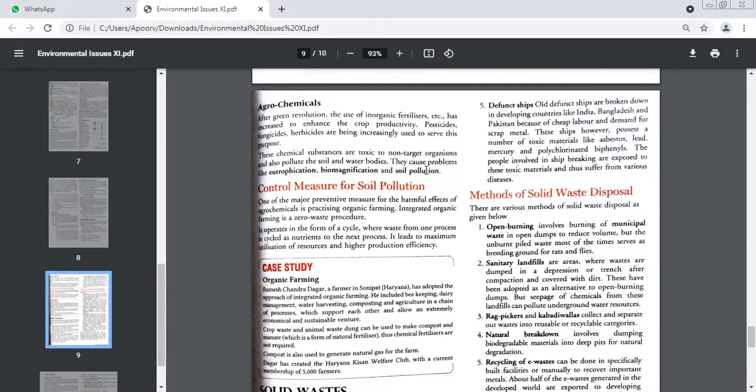So the latest technique, which now people say we should go for, is organic farming. What is it, beta? Organic farming. Okay, again a case study, a very small case study. Read it quickly, about Mr. Ramesh Chandra Dagar. Let's read about this person quickly. It's a simple case study.